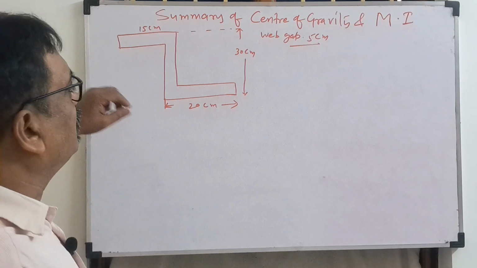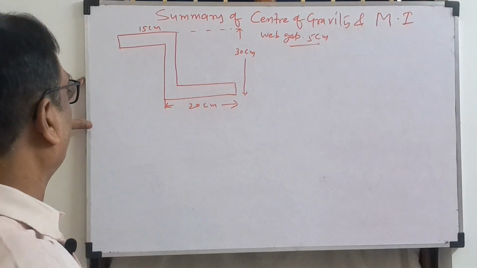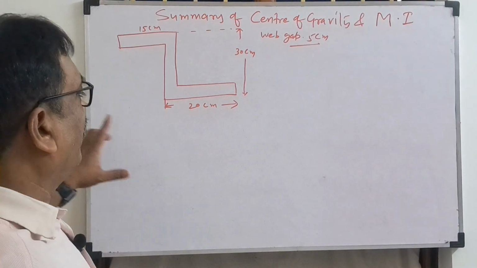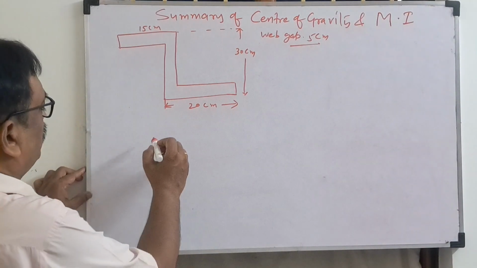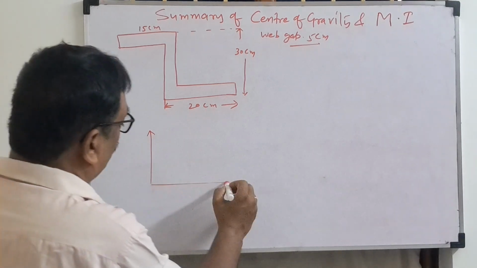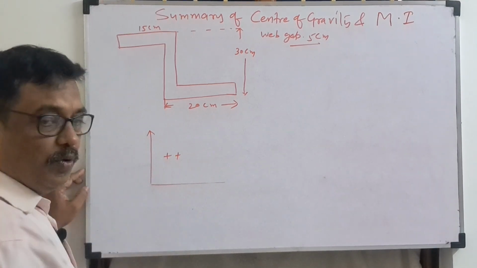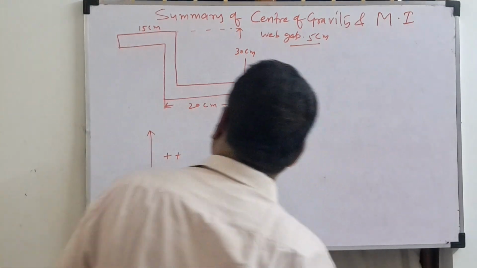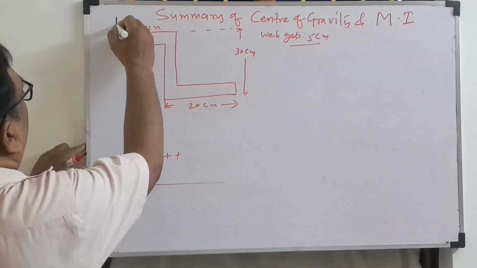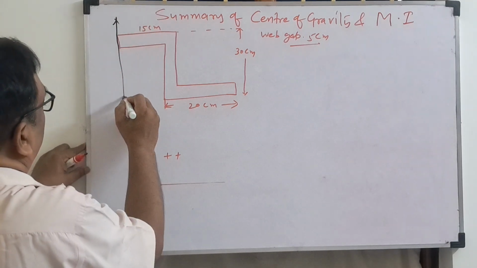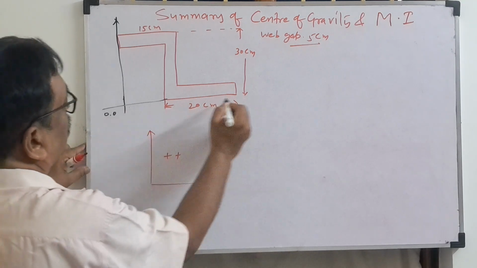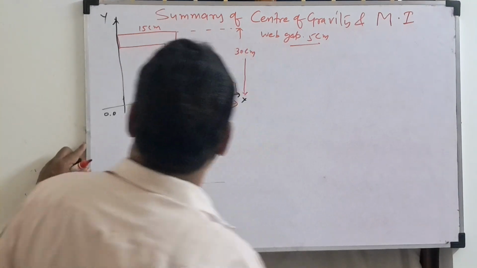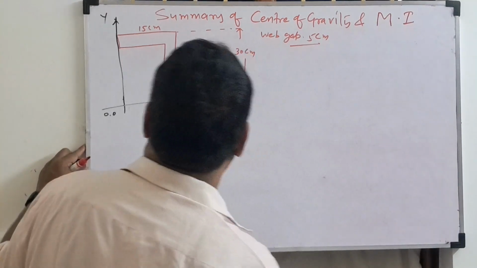Now I will explain how to find the center of gravity, then the moment of inertia. This is the given Z section. What is our first work? First work is to assume the axis of reference. You have to assume it in the first coordinate only, because we know the first coordinate is both positive. So this Z section is assumed with the axis of reference in the first coordinate. This is 0, 0, this is the x, this is the y.